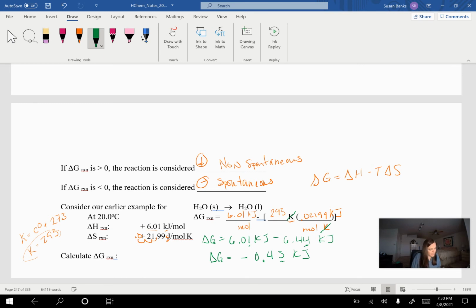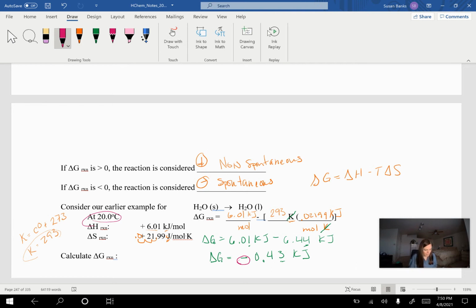Okay, now when we look at that, we do indeed have a negative sign, which means at 20 degrees, this would be spontaneous. And this is what we would expect. 20 degrees is roughly room temperature. We would expect that ice to melt.